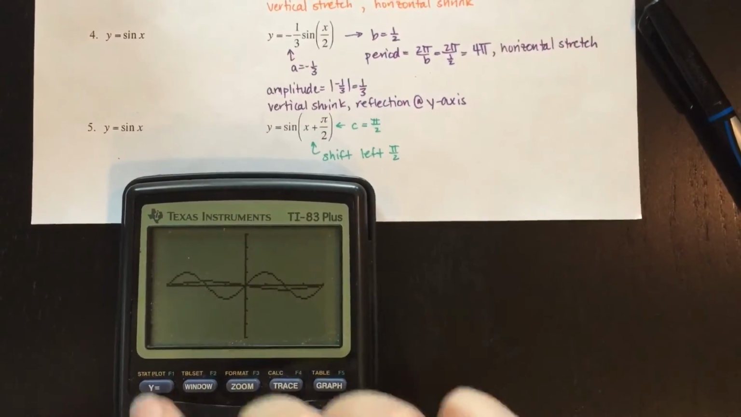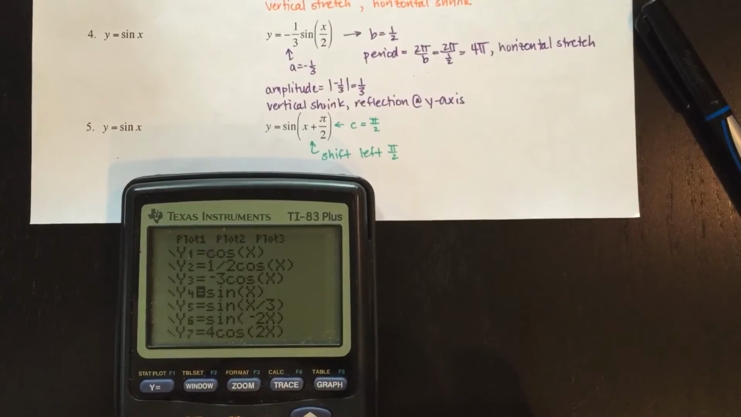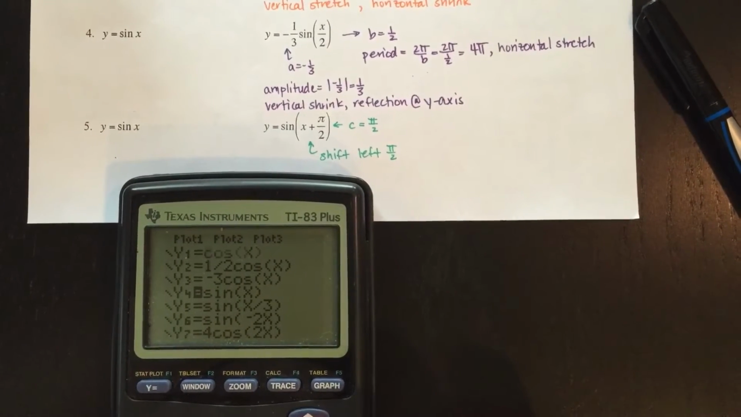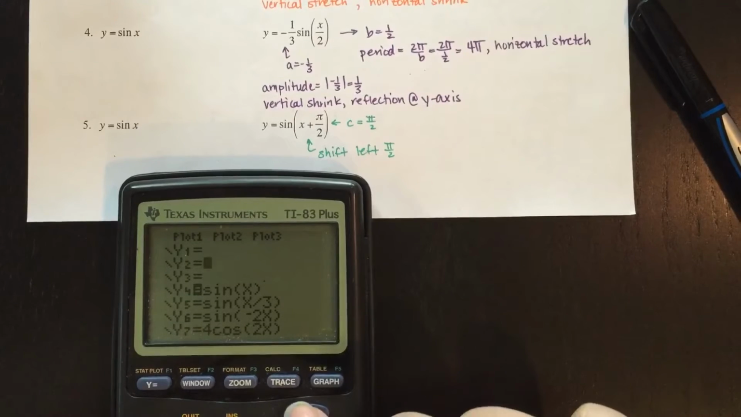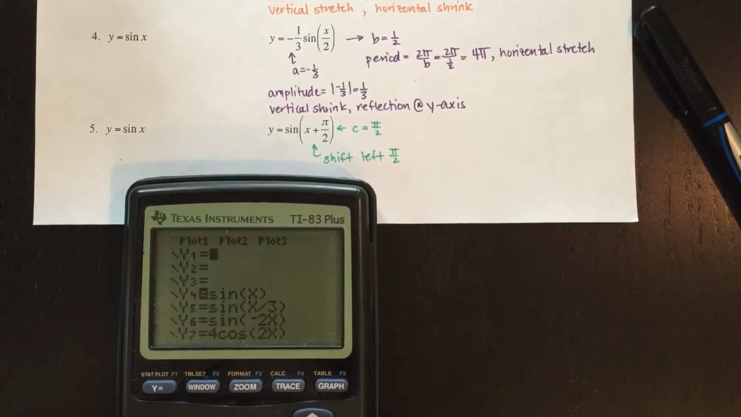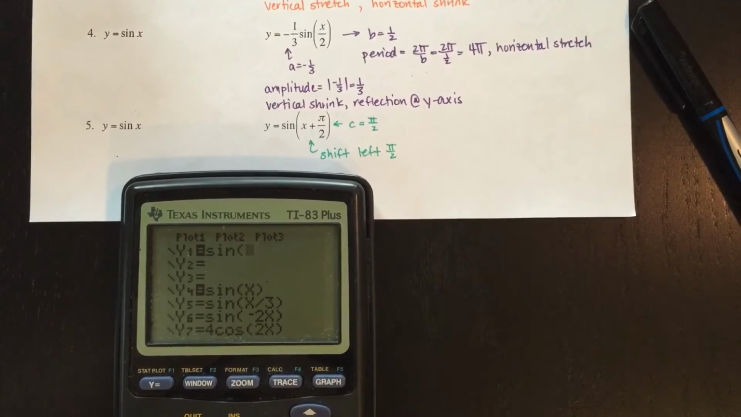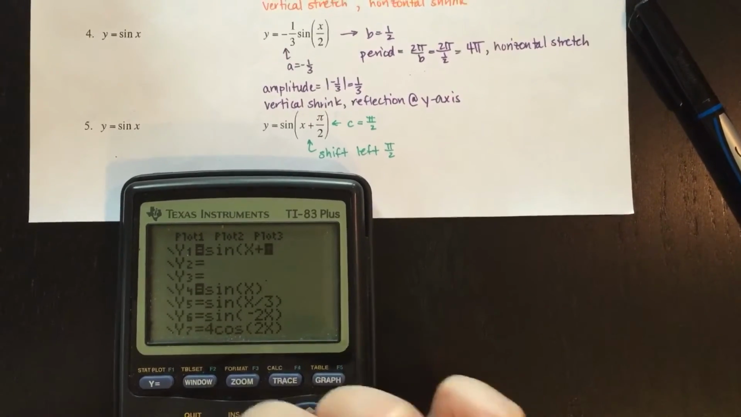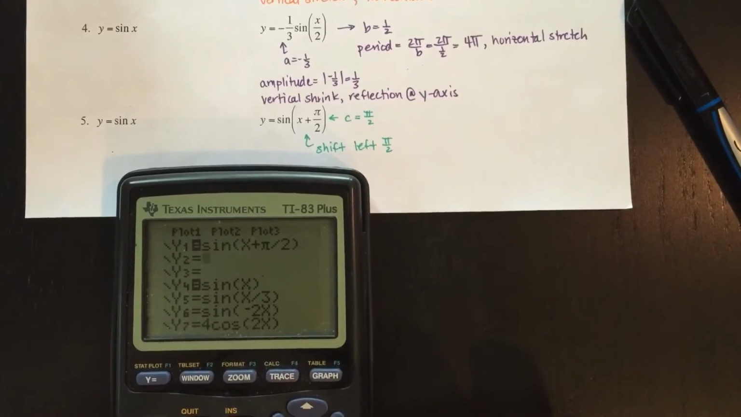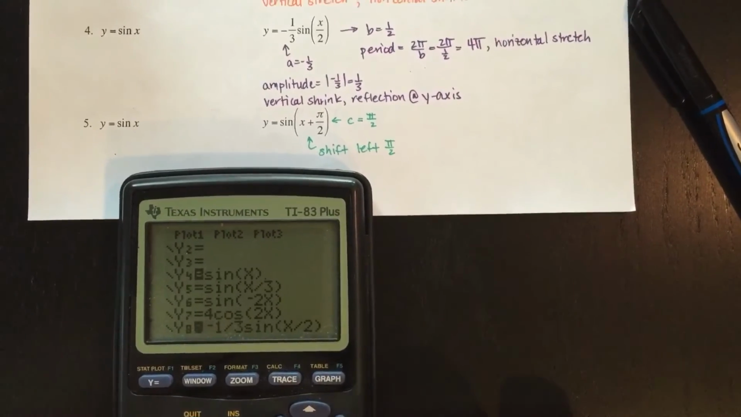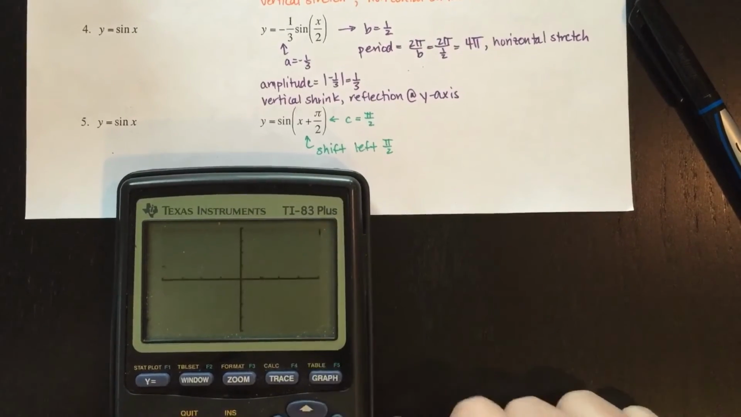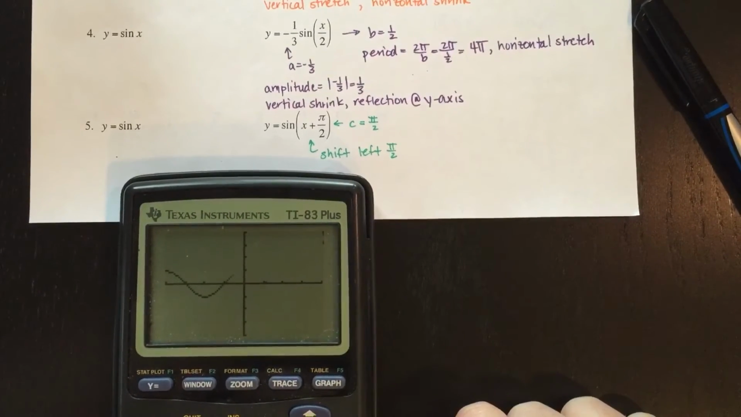Okay, last but not least, we're going to look at a shift. And there's something interesting happening here at this shift. So let's do our parent sine again, and then we're going to look and see what happens if we do sine of x plus pi over 2. And what that's going to do is it's going to give us a shift left of pi over 2.